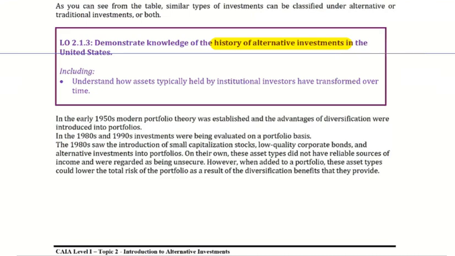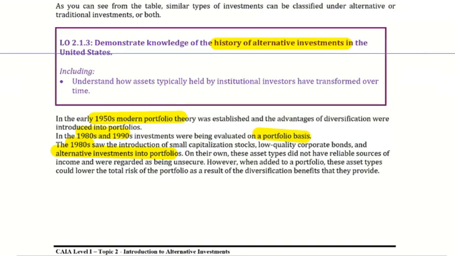In the early 50s, MPT, modern portfolio theory, was established. In the 80s and 90s, we started to look at investments more on a portfolio basis as opposed to individually. The 80s saw an introduction of what we call small capitalization stocks and low quality corporate bonds, without being disrespectful, we're not going to call them junk bonds, but of a similar nature, and alternative investments were introduced into portfolios.